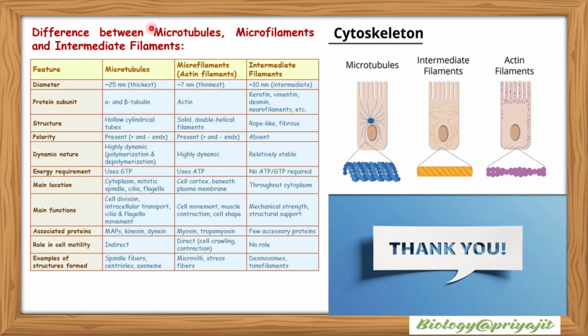These are the differences between the microtubules, microfilaments and intermediate filaments. These are the key features to distinguish these three types of cytoskeleton. This is the image showing the three types of cytoskeleton.